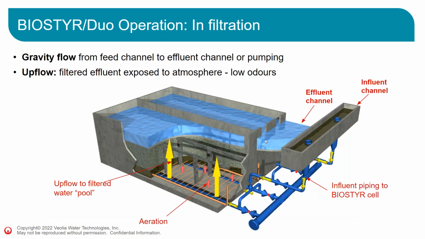So now, how does it work? When the Biostyr is in operation, this is a gravity flow. The flow goes down to the bottom of the cells, and the water goes up through the cell, as I mentioned earlier. There are also air grids right here that provide the air for the biological treatment up in the media. If the Biostyr is anoxic, there will be no aeration. And if there are simultaneously anoxic and aerobic zones, the air grids will not be at the bottom, but higher up in the filter. So when it's filtrating, the water goes up, the air goes up, and it exits the cells to the effluent channel.